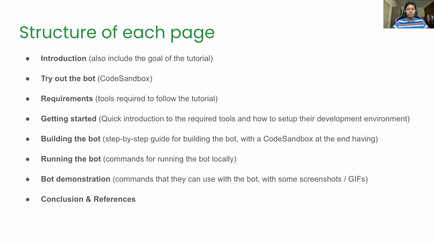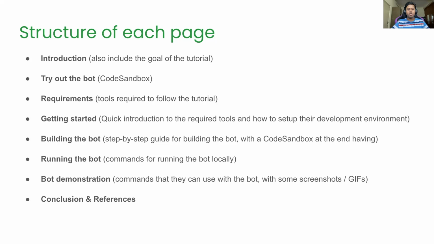Here's an overview of the final structure for each of the tutorial pages that we have followed, so that all the tutorial pages are consistent and easy to follow for any user. The structure consists of the following: an introduction section where we talk about the goals of the tutorial. The try out the bot section basically contains the code sandbox of the bot along with an editable link.